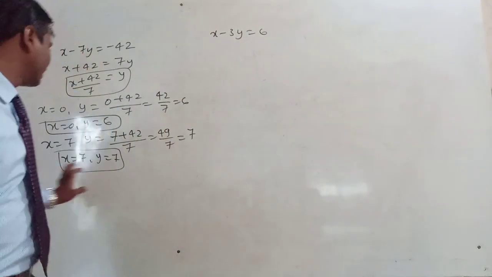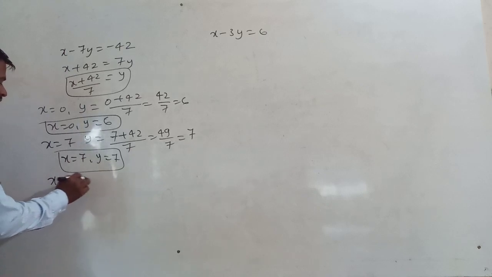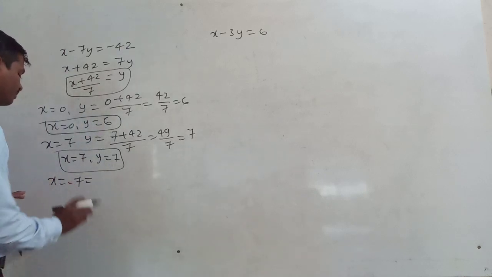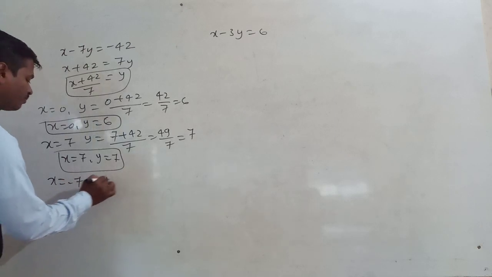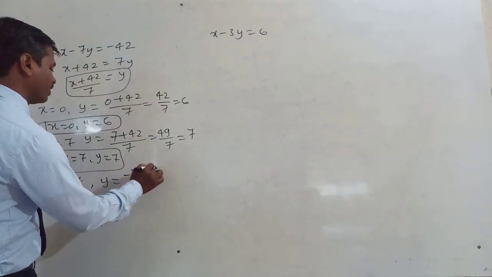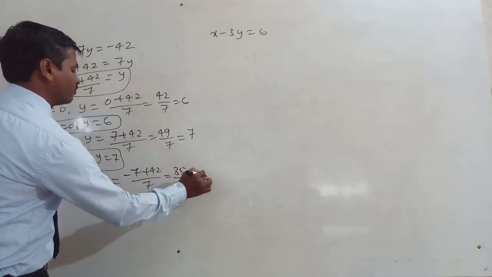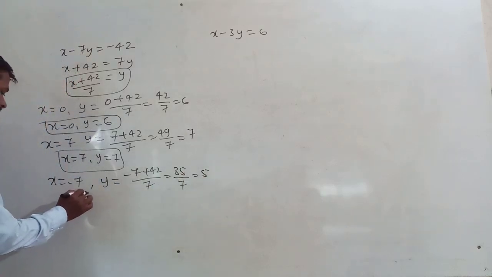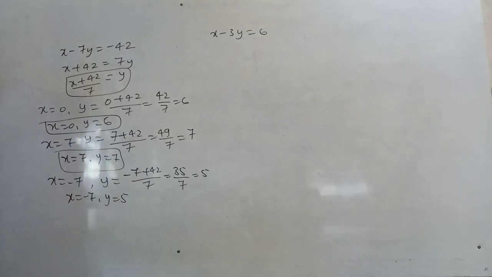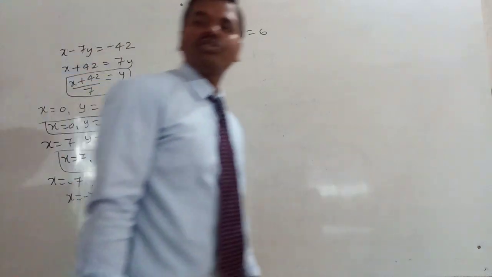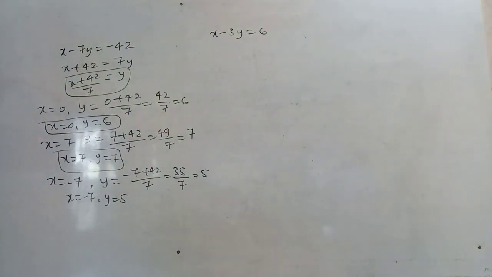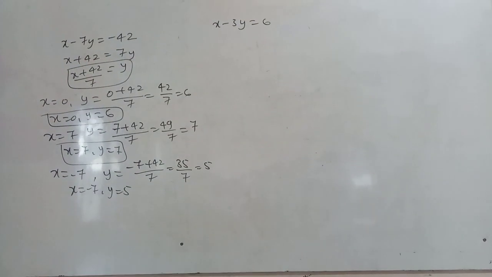Now, x equals minus 7. What is the y value? Y equals (minus 7 plus 42) divided by 7, which is 35 by 7, that is 5. X equals minus 7 means y equals 5. These are the three values of the x and y coordinates. Now, we should represent these equations on the graph.